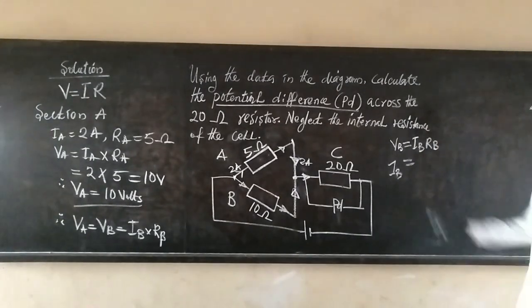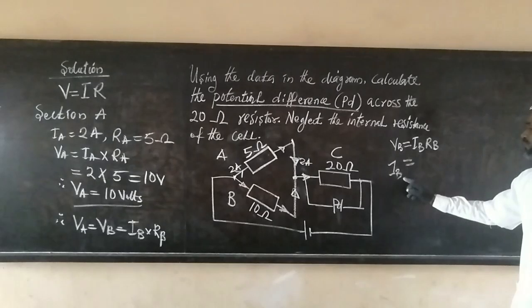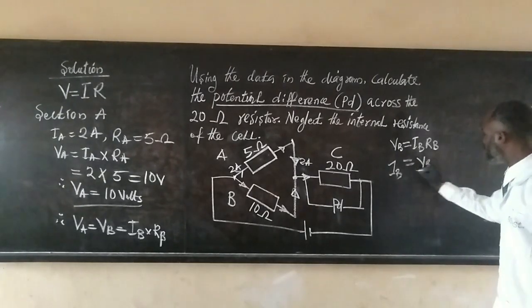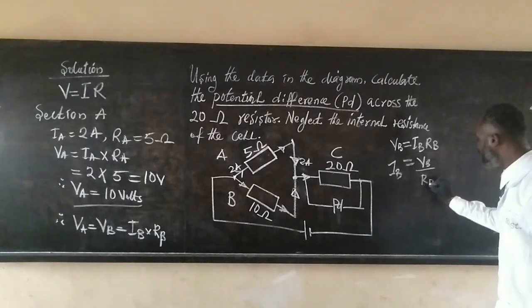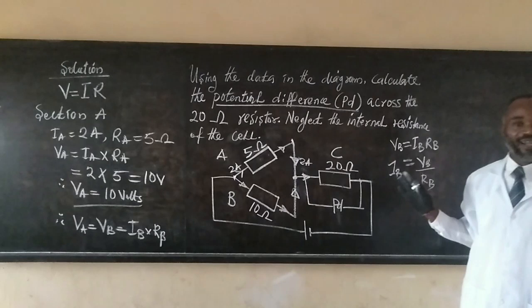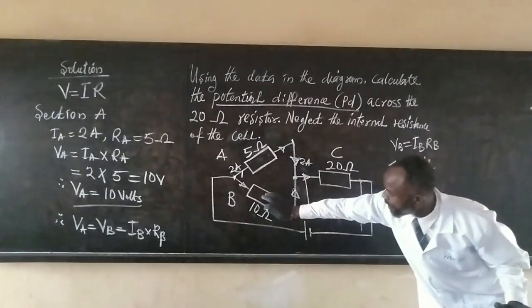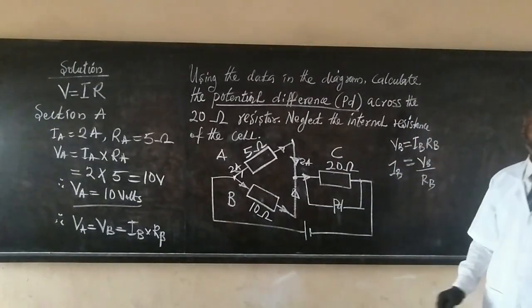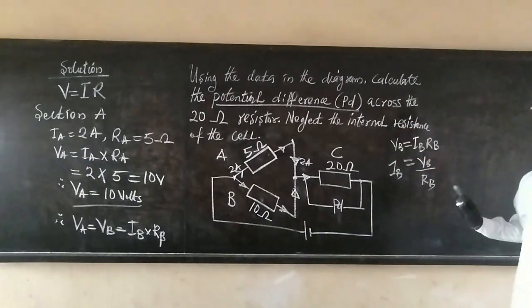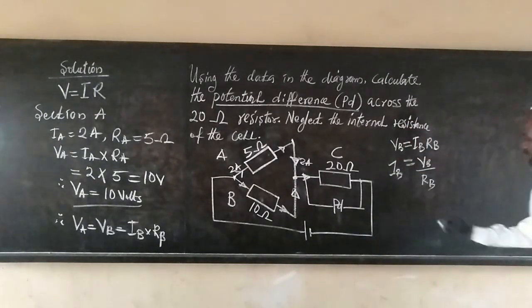So what do we do? We make IB, the current, the subject. It becomes VB all over RB, because that's the section we are solving. We are trying to find the current flowing into this particular resistor with resistance 10 ohms. That's all. Okay, we continued.